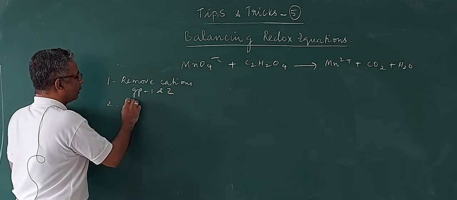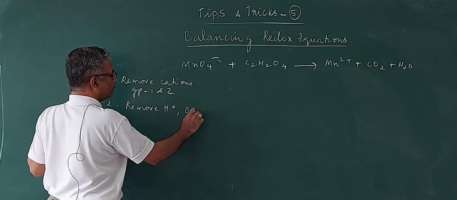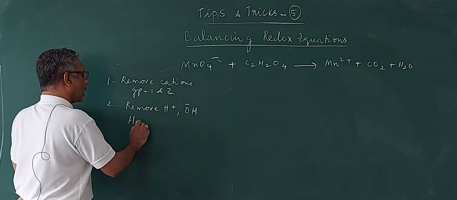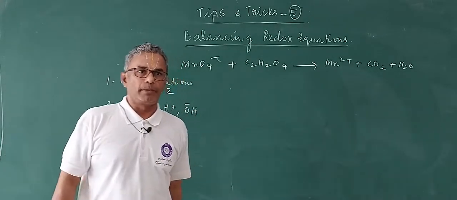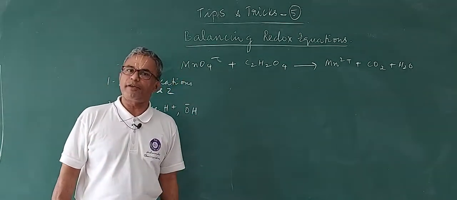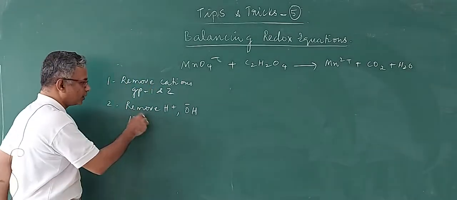And second, remove the H plus ions, OH minus ions and water molecules. Whatever is given in the equation, you remove them, because you will be adding them anyway while balancing the equation. So, you remove that also.